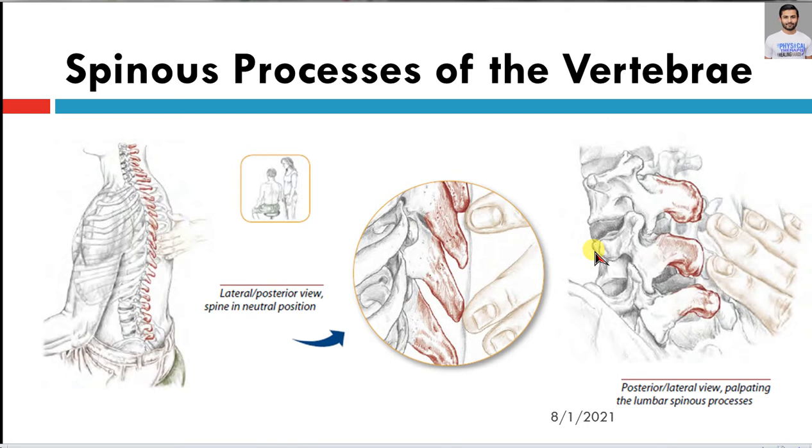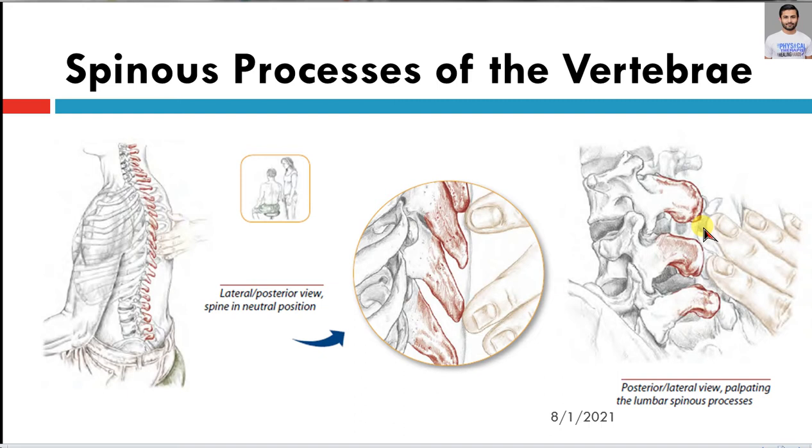This gap increases in the lower region. As you progress from the cervical to the lumbar region, you will feel that the spinous processes are becoming larger and larger, and the space between them is also getting more and more. So the largest spinous processes will be of the lumbar spine, and interspinous distance will also be more in the lumbar spine as compared to the rest of the regions.